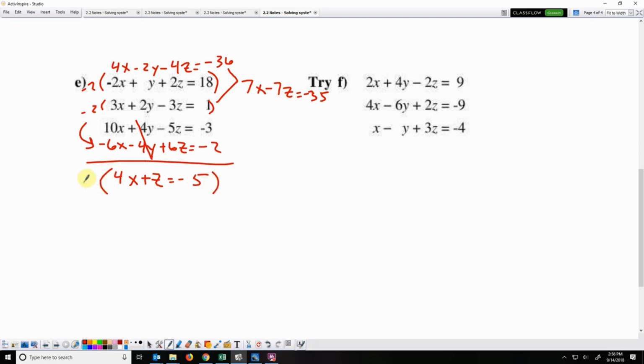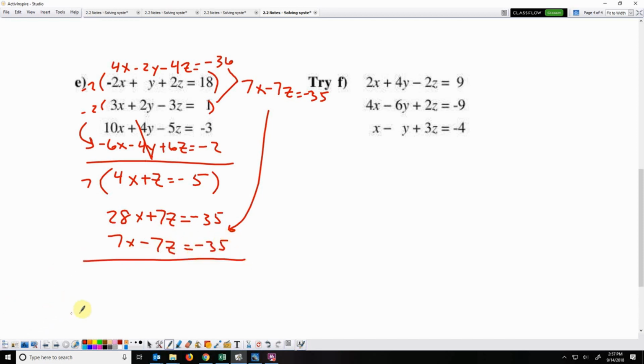If I multiply this one by 7, 28x plus 7z equals -35. And I'll bring this down under it. 7x minus 7z equals -35. So I get 35x, the z's cancel, and it equals -70. When I divide, I get x equals -2.